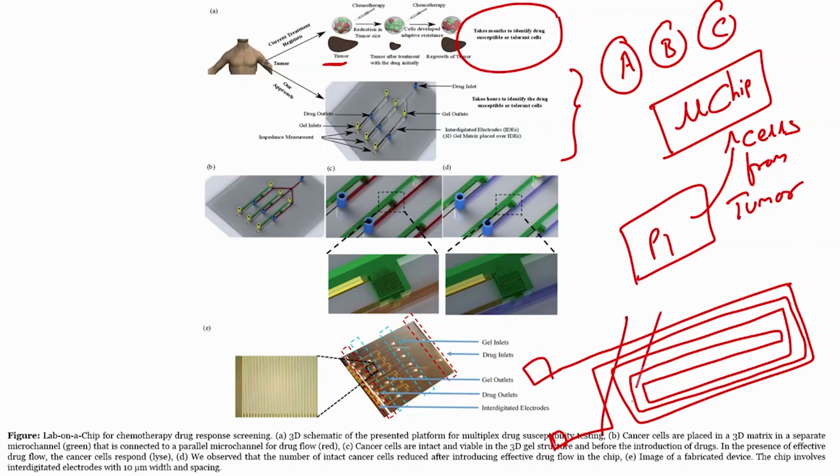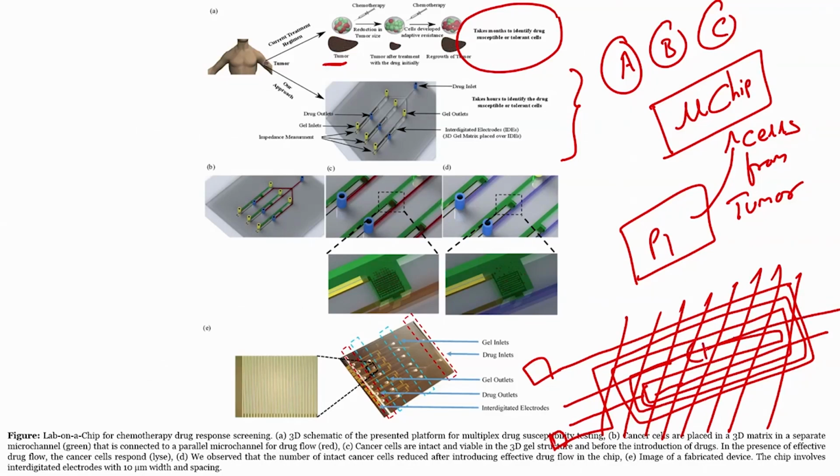Over the heater there is an insulator, and then we have electrodes, correct. Eight different electrodes: one electrode, second electrode, third electrode, and so on up to 8 electrodes. You can see here the impedance measurement. So, with the help of electrodes we can measure the impedance.